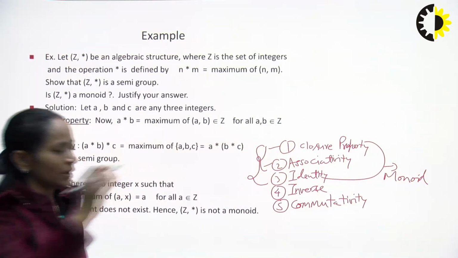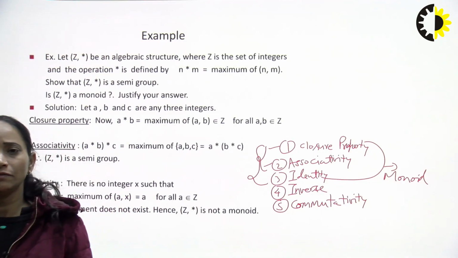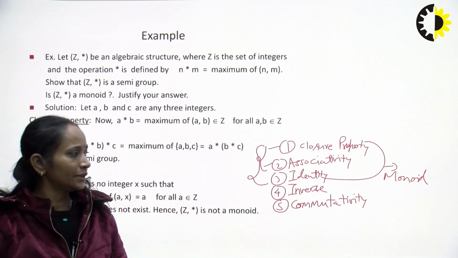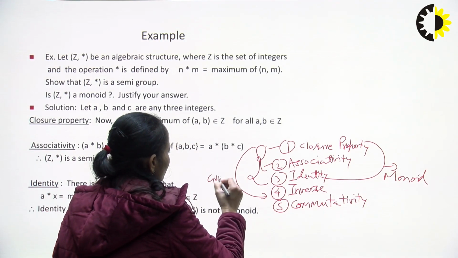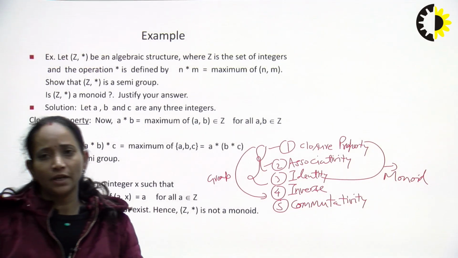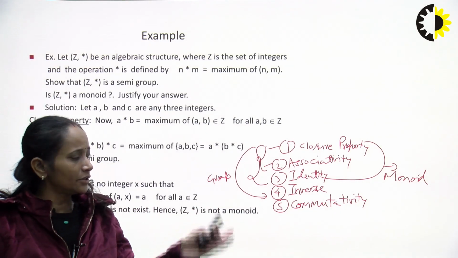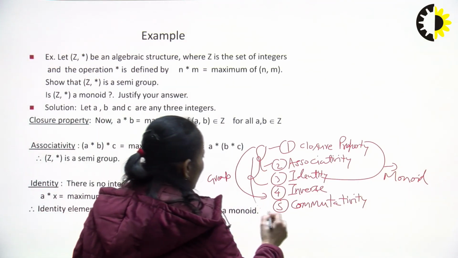If the first, second, third and fourth, meaning closure property, associativity, identity and inverse, all four properties exist, then it is called a group. And if all five properties, that is closure, associativity, identity, inverse and commutativity, exist, then it is called an abelian group.